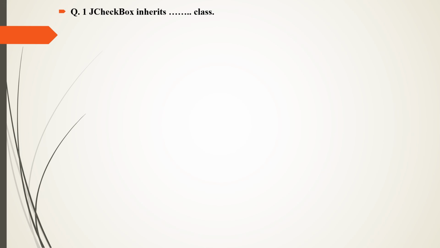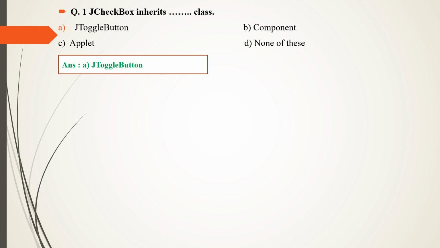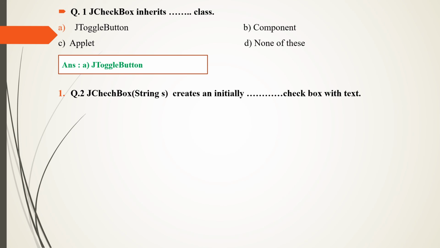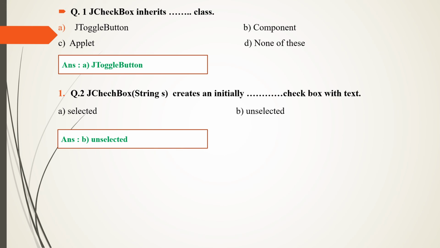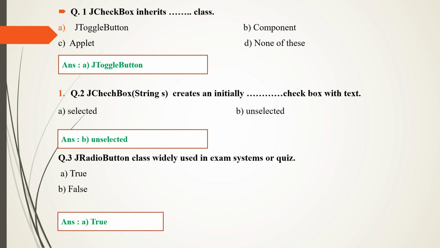Next we have some MCQs. JCheckBox inherits dash dash class. First option is JToggleButton, second option Component, third option Applet, fourth option none of the above. The answer of this question is JToggleButton. JCheckBox inherits the JToggleButton class. Next, second MCQ: JCheckBox(String s) creates an initially dash dash checkbox with text. Options are selected and unselected. The answer of the question is unselected. Third, the JRadioButton class is widely used in examination systems or quizzes. The statement is true, so the answer of this question is true.